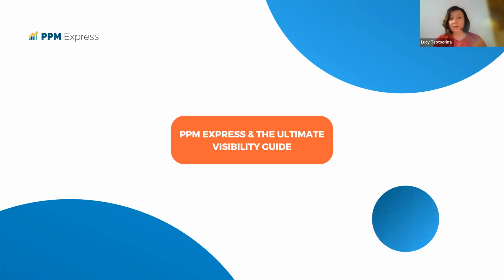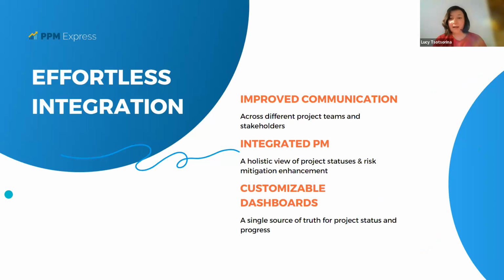So let's take a closer look at some of these advanced features and explore how they can be used to achieve project success. The first one that we'll start with is effortless integration. Basically, connecting with leading project management systems through PPM Express is easy and almost seamless. It includes Microsoft Project, Microsoft Planner, Jira, Azure DevOps, Monday.com, SmartChain, and other tools. And it provides greater project visibility and collaboration across these key elements: improved communication, integrated project management, and customizable dashboards that become your single source of truth.